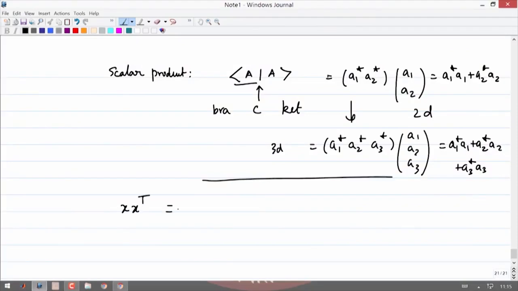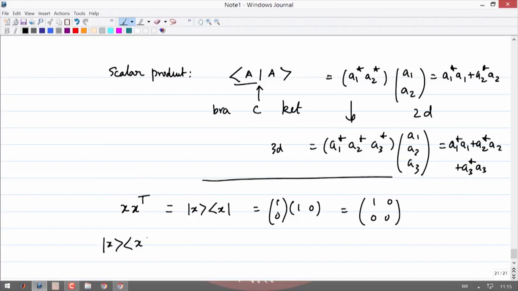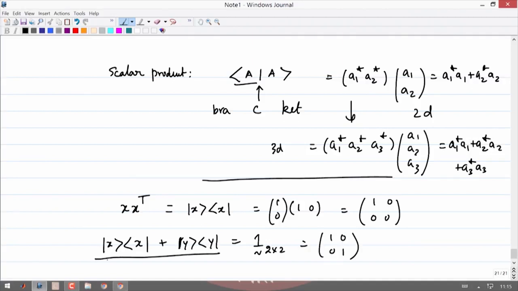Okay. Now, using this, let us see, X X transpose is now formally defined as X ket multiplied by the X bra, because the X ket is of course 1 0 and the X bra is the transpose of this, which gives you 1 0 0 0. Therefore, you have the relation |X><X| plus |Y><Y| in two dimensions is the identity operator in two dimensions, which is usually written as a 2 by 2 matrix, and that is 1 0 0 1. This is the formal way of writing what we wrote a few minutes ago in terms of adding the operators to give the identity operator.